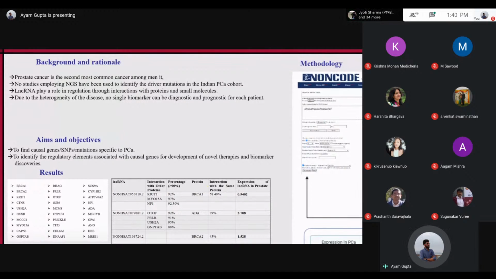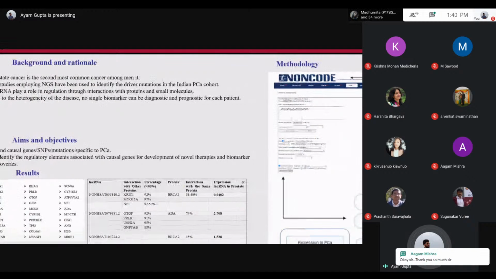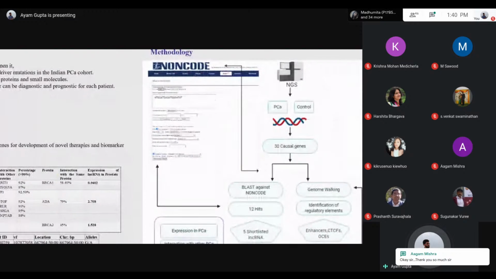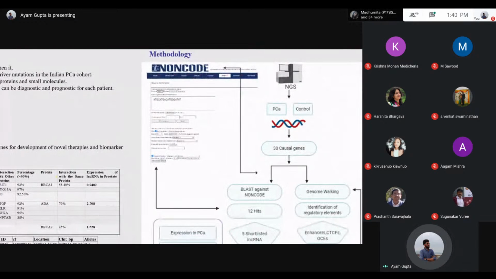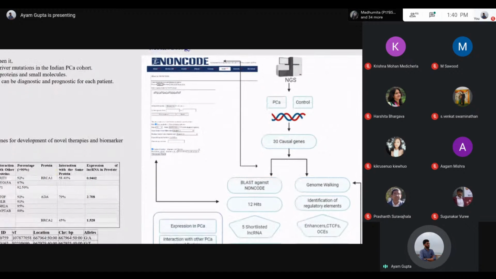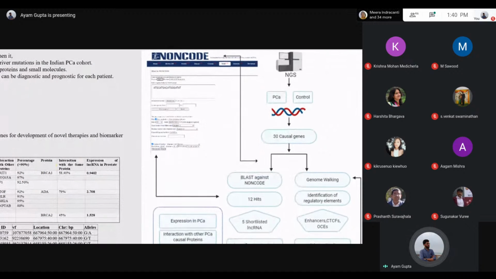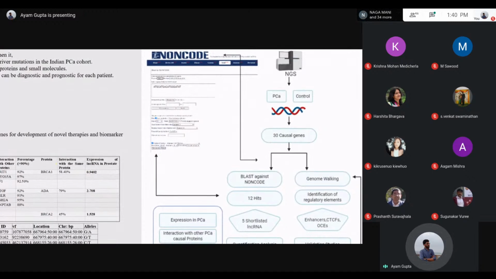With this aim, we also want to identify regulatory elements associated with these causal genes. For that purpose, the methodology we have followed is shown here in a flow chart. We did a whole exome sequencing of 10 samples, where 5 were cancerous and 5 were control. By this, we were able to identify 30 causal genes.